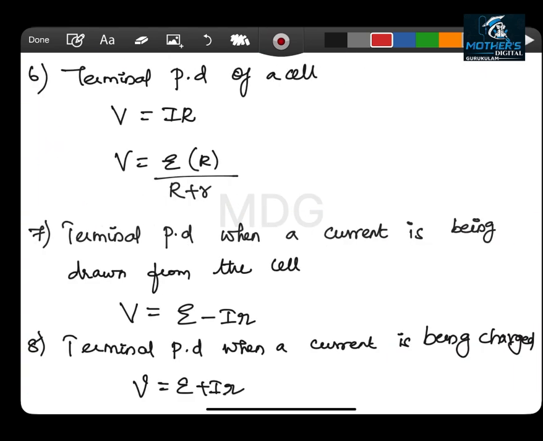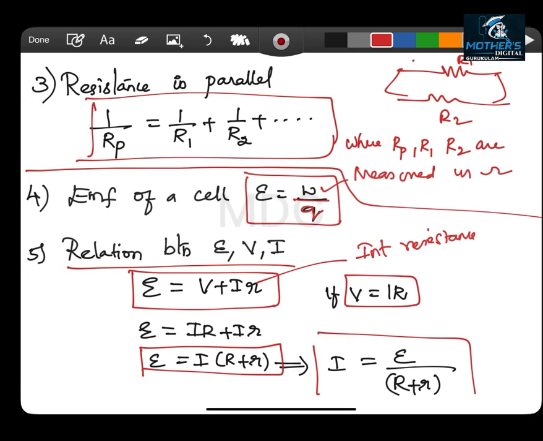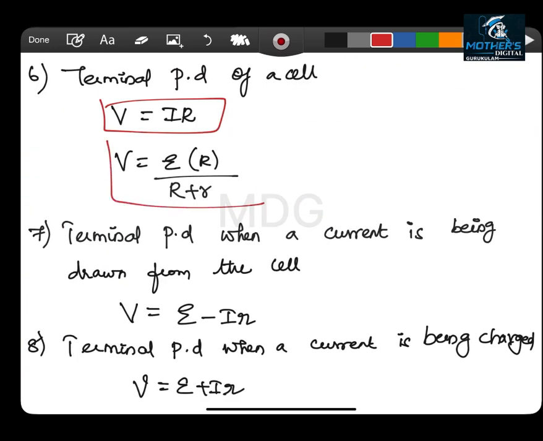The next one is terminal potential difference of a cell. So we know that V equal to IR. Already we calculated I. I is epsilon by (R plus r). Substituting this, you will get V equal to epsilon into R divided by (R plus r). Capital R represents your external resistance connected in the circuit. Small r, internal resistance of the cell.